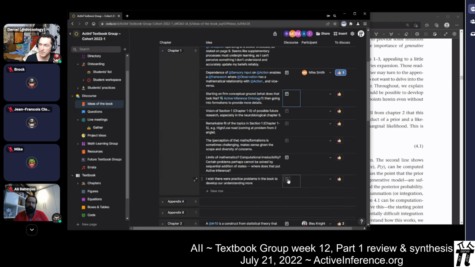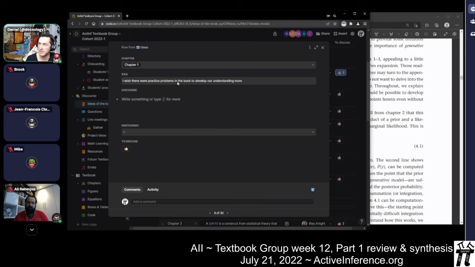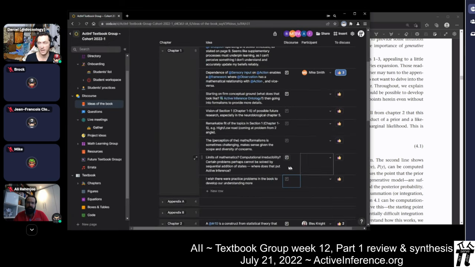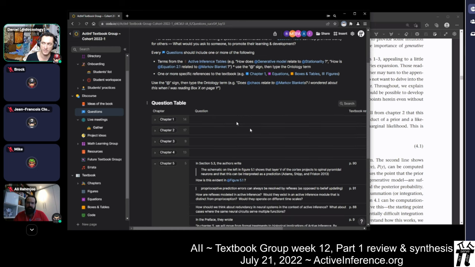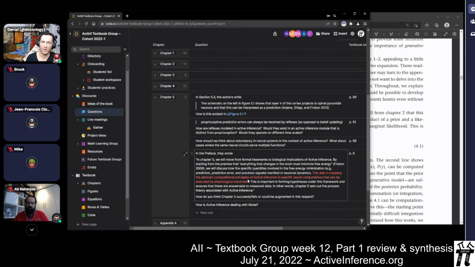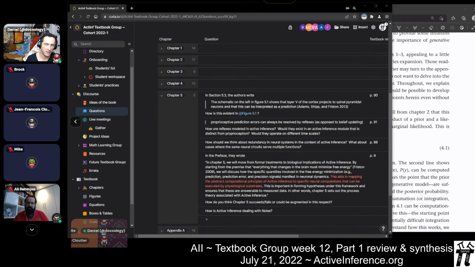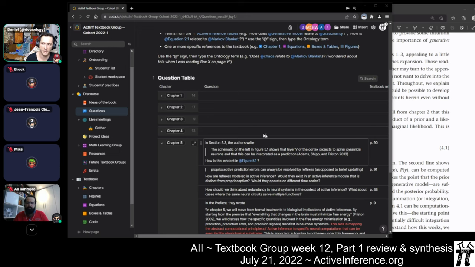So let's see. Blue wrote, I wish there was practice problems in the book to develop our understanding. Yes, to a large extent. And also it's whether people want to reflect on any specific questions or even just on this scheme. These questions can be open, infinite game type questions about the material. They can be clearly addressable questions about the material. They can be checks for understanding. But we'll be continuing to develop and improve and curate questions around the material.